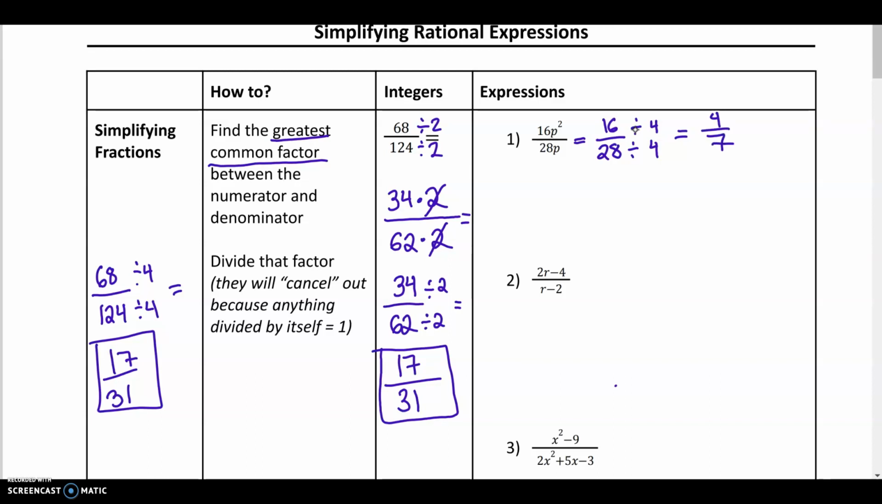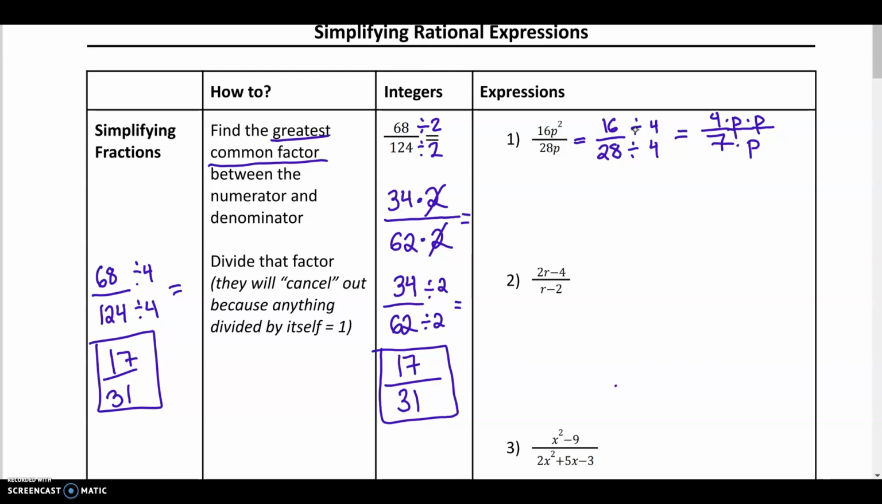Now the difference here is we didn't just have 16 and 28, we had p squared. What does p squared mean? P squared is just p times p. And in the denominator, we just had 1p. So really the numerator is 4 times p, and the denominator is 7 times p.